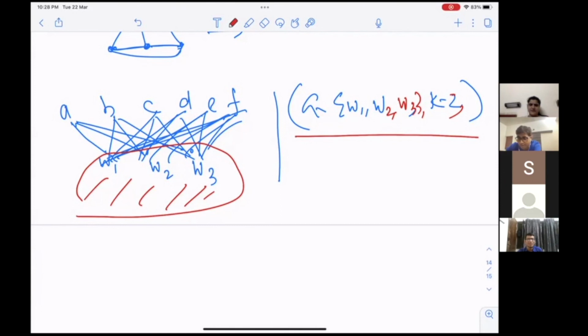If I look from W1, W2, there could be edges here. I don't know. But we are taking W1, W2, W3 in the vertex, so those edges will be covered. So why complete bipartite graph? What does a bipartite graph have to do with this?